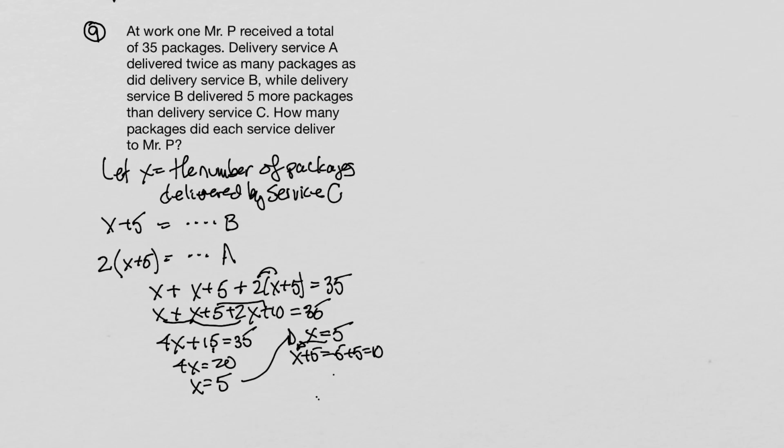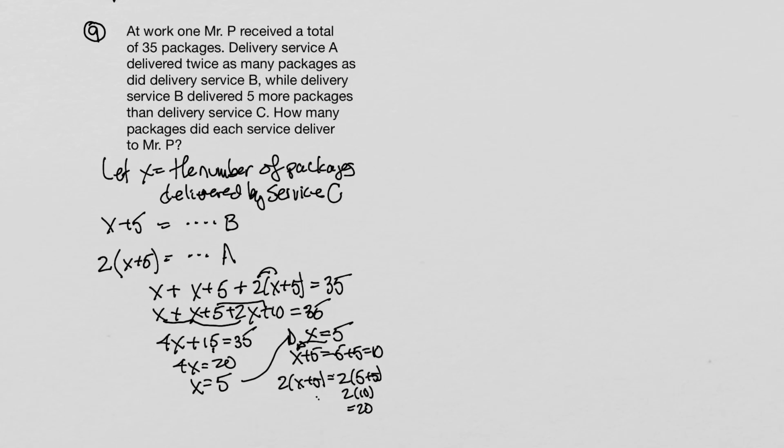And then I've also got this one here, 2 times x plus 5. So that one I'm going to write right below here. 2 times x plus 5 is going to be 2 times, now the x is 5, 5 plus 5, so I get 2 times 10, I get 20.